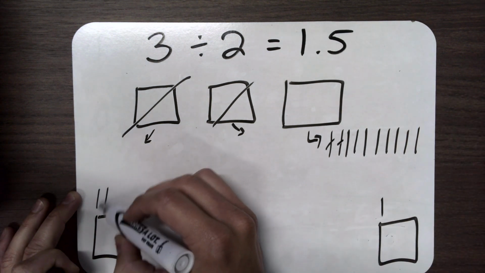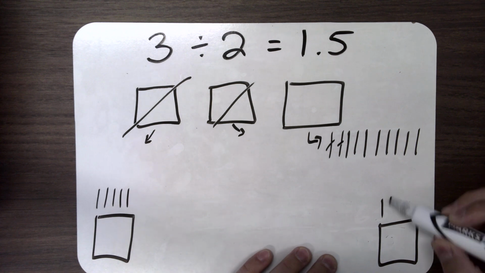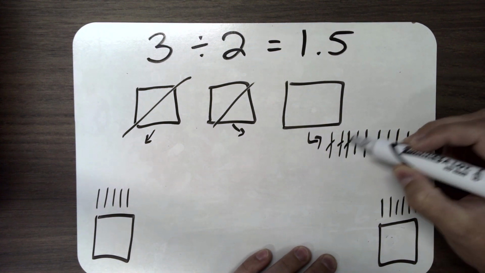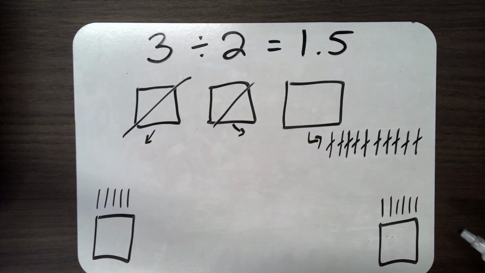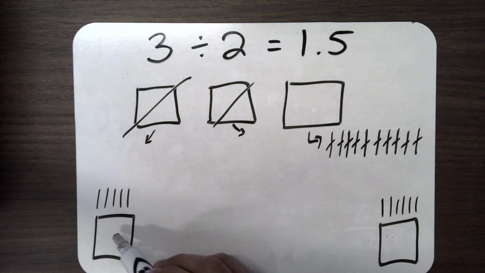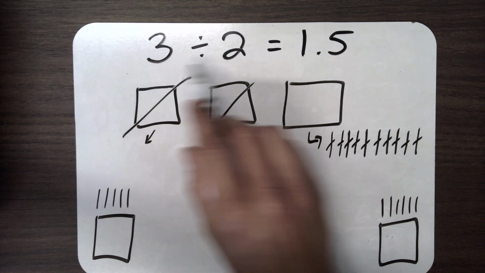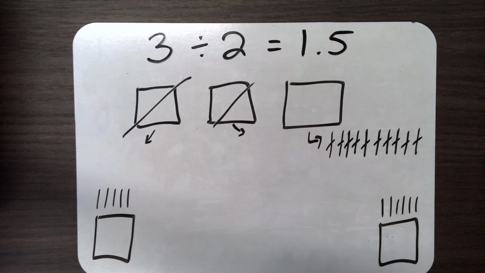But we know we'll eventually get to having 5/10ths in each group. So again, what is the size of each group? 1 and then 5/10ths. And for this one, 3 divided by 2 equals 1 and 5/10ths will be the abstract model.